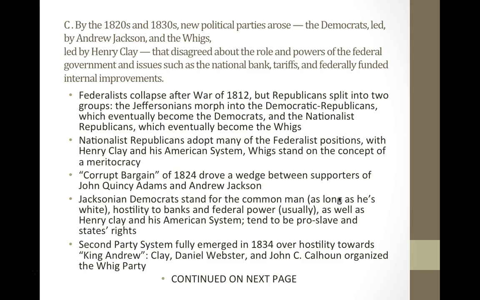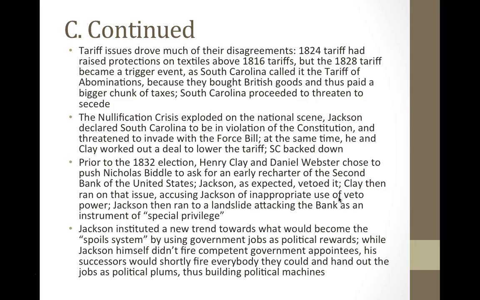All right, in 1834, we're going to get the second party system emerging clearly. We're going to get people that can't stand King Andrew, and we're going to get Clay, Daniel Webster, and Calhoun, who are going to center on this Whig party. Remember, the Whig party really becomes the anti-Jackson party. You have a really interesting mix of people that don't agree on a whole heck of a lot other than the fact that they hate Andrew Jackson.